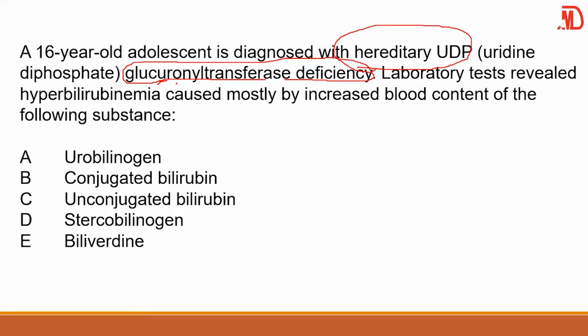Lab tests revealed hyperbilirubinemia. That means too much bilirubin. But the question is, which one will be most abundant? Which one will be increased? Is it conjugated or unconjugated? Unconjugated. Exactly. Unconjugated bilirubin. Why? Because of the deficiency of the glucuronyltransferase. This enzyme is used for conjugation of bilirubin. All right.